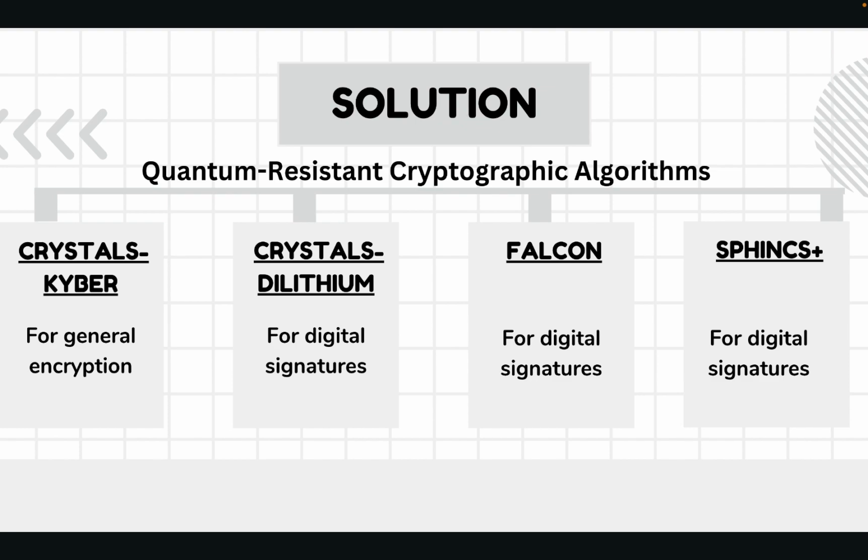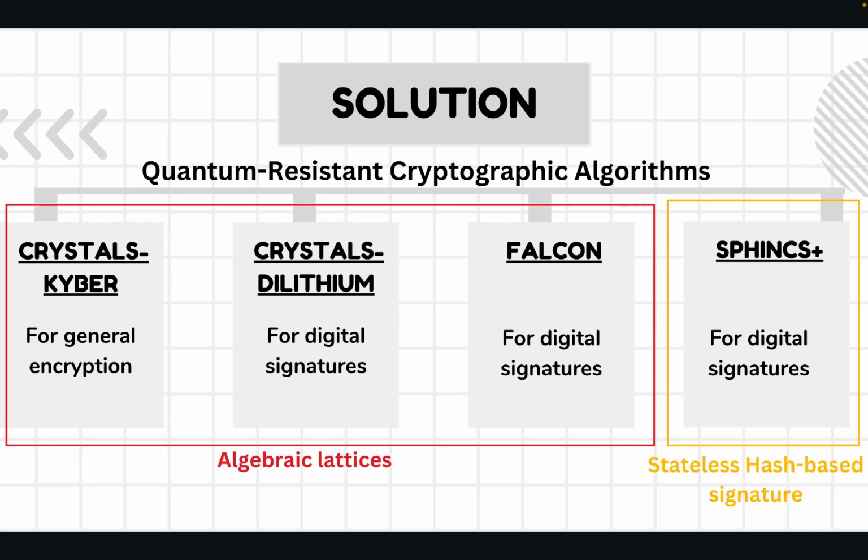And the last one is SPHINCS+, the stateless hash-based signature scheme. This stateless hash-based digital signature scheme is an improved version of the original SPHINCS scheme, which is known for its robustness and resistance against quantum attacks. So we can summarize it into two categories. The first one, algorithm 1 to algorithm 3, is based on algebraic lattices. And the last one is based on stateless hash-based signatures.